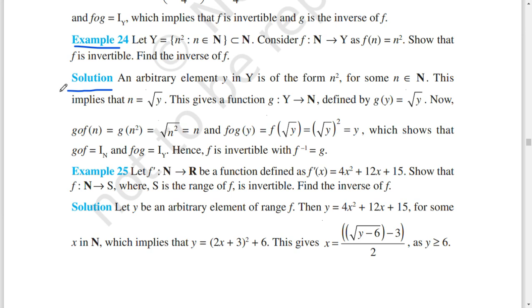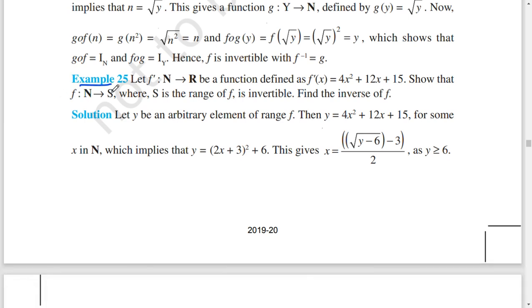An arbitrary element y in Y is of the form n squared for some n belongs to N. This implies that n equal to root of y. This gives a function g: Y → N defined by g(y) equal to root y. Now g of f(n) equal to g of n squared equal to root n squared equal to n. f of g(y) equal to f of root y equal to root y whole squared equal to y, which shows that g∘f equal to I_N and f∘g equal to I_Y. Hence f is invertible with f inverse equal to g.